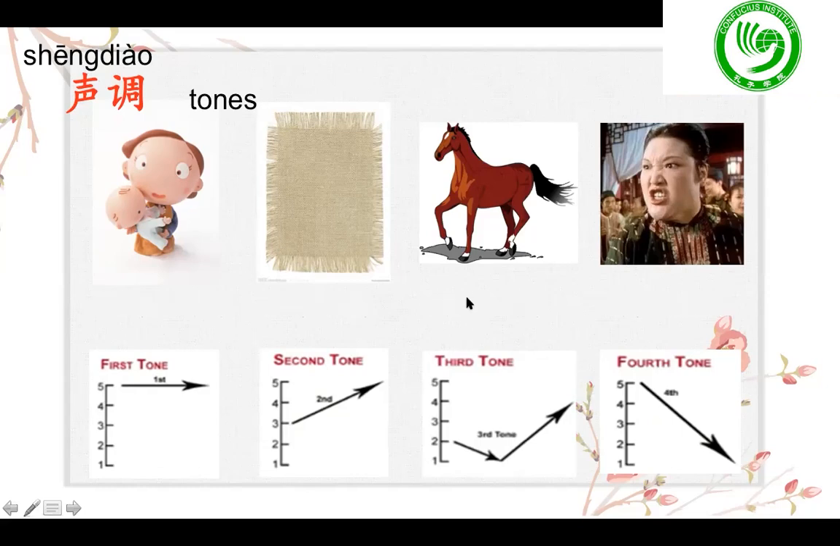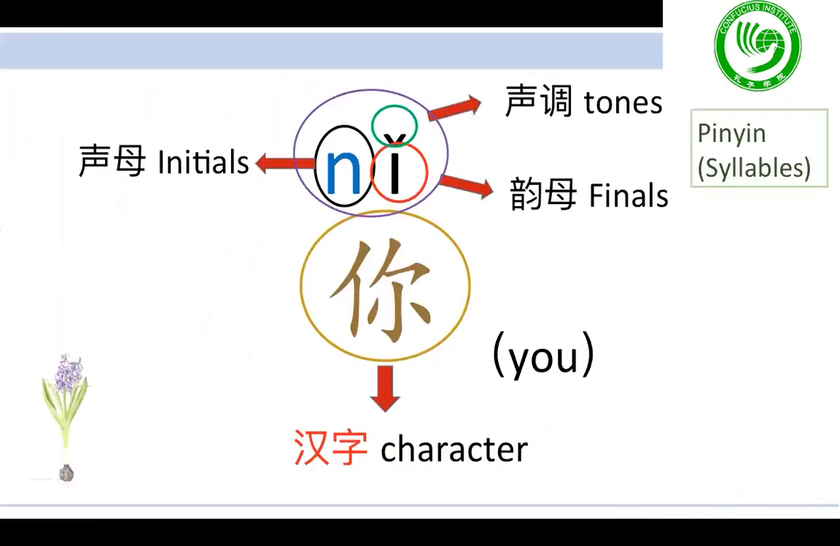Sometimes a pinyin can be without an initial or a tone mark on the top, but it must have a final. But normally the pinyin has 3 parts. And this is the Chinese character, 汉字. What's this character? This is 你, means you.